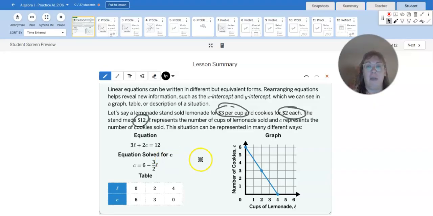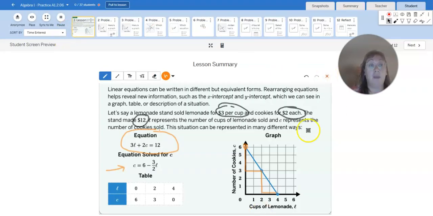So this situation can be represented in many different ways. Our equation says 3L plus 2C equals 12. 3 times however many cups of lemonade plus 2 times however many cookies were sold is going to equal $12. We can also solve this for C and have it in our slope-intercept form, which says that the number of cookies is 6 minus 3/2 times L. So for every minus 3 cookies, that's 2 cups of lemonade. And here's a table as well.